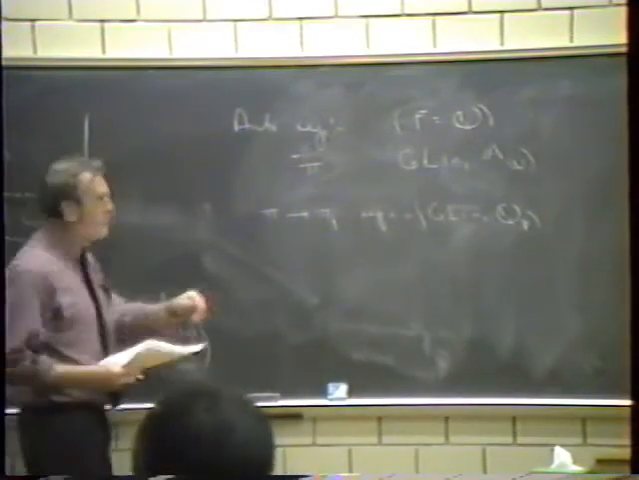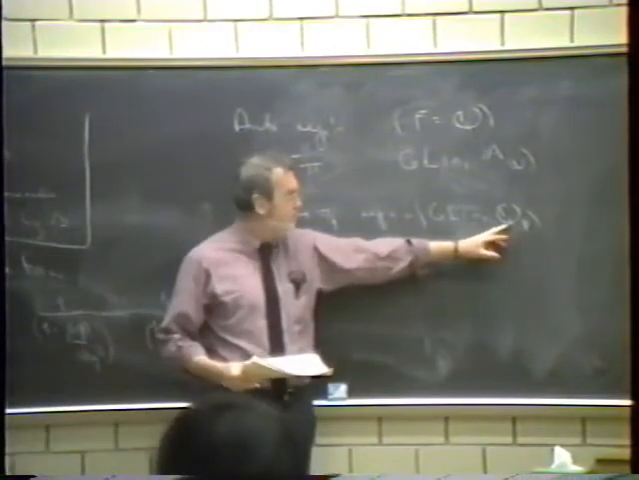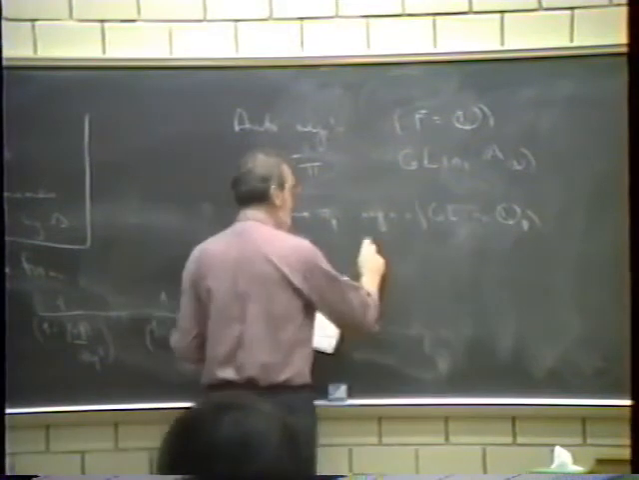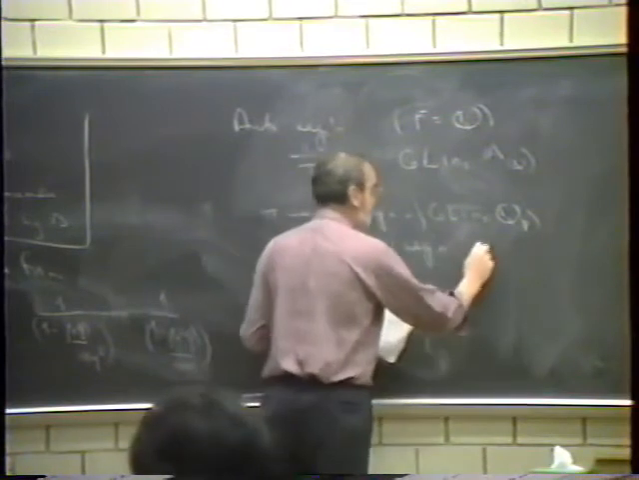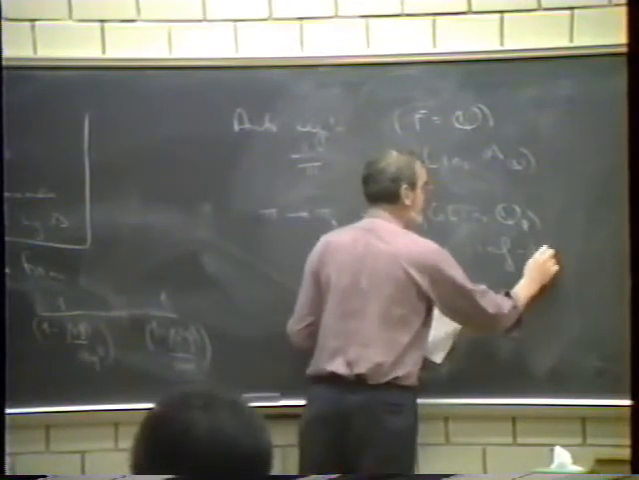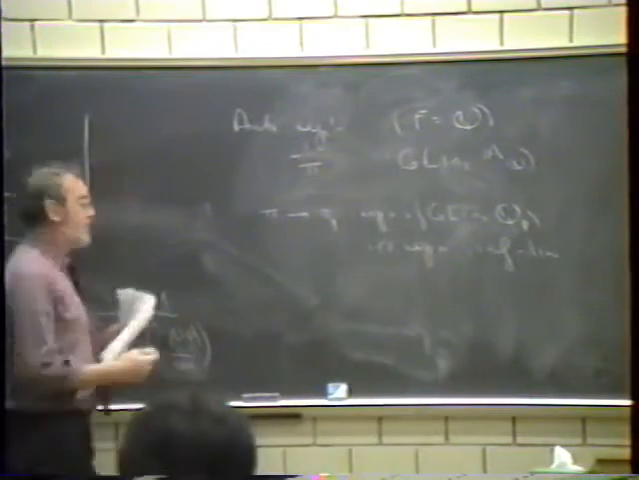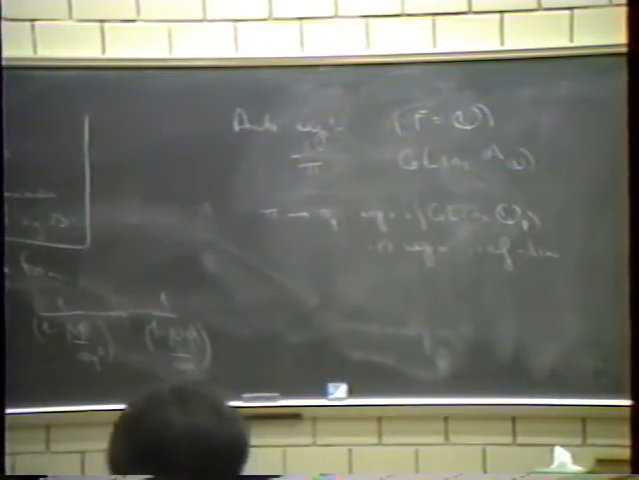This is a big group. This is a locally compact topological group, and this pi will be an irreducible representation, and usually it will be infinite dimensional. It will also usually be unitary, but that's beside the point. But it is a big representation.